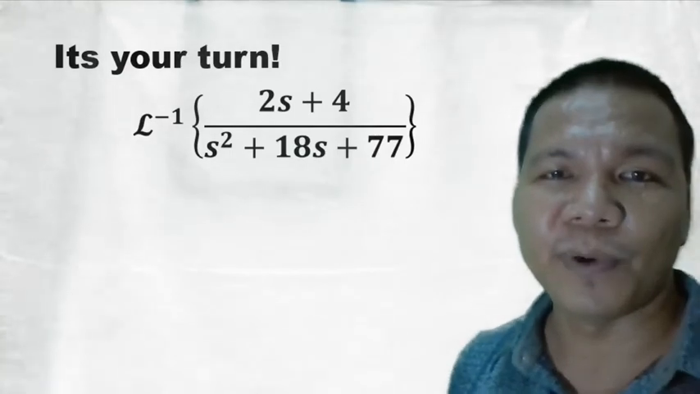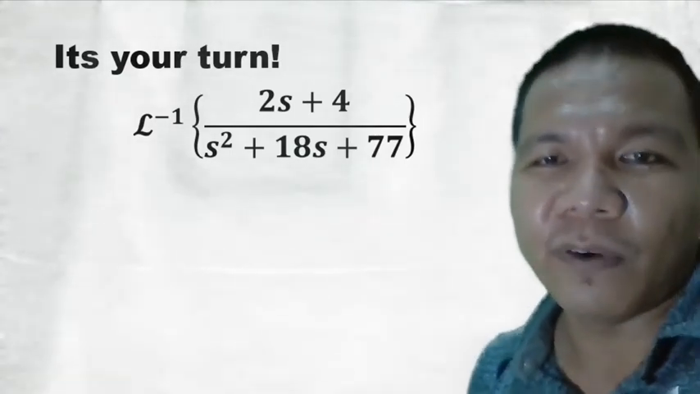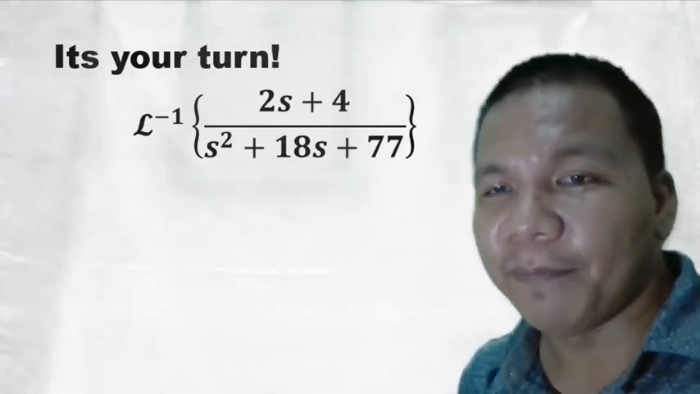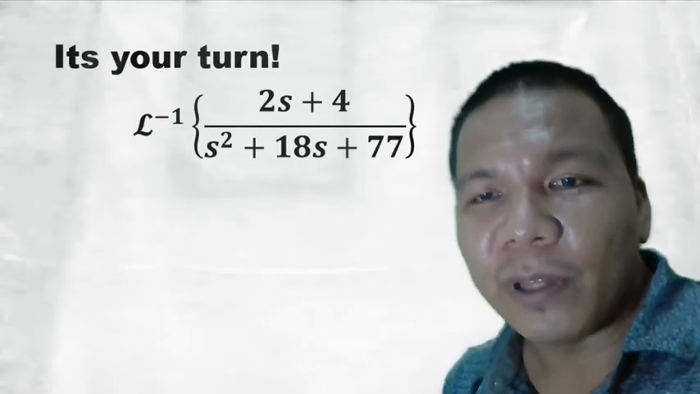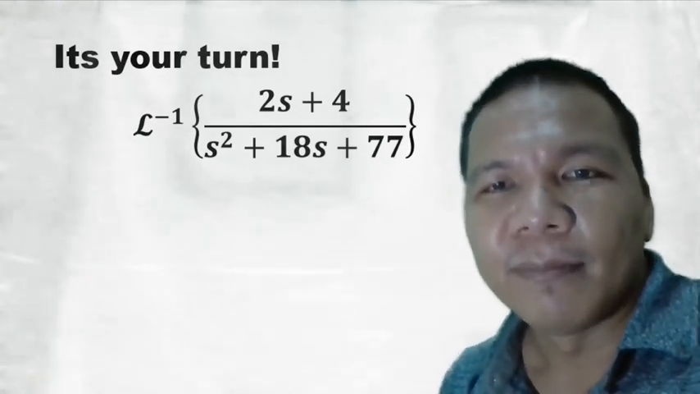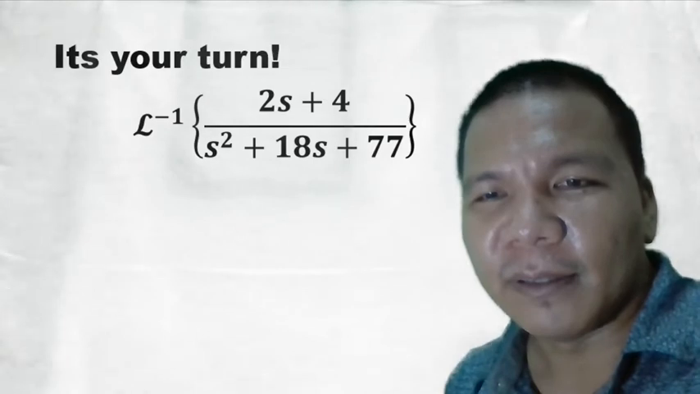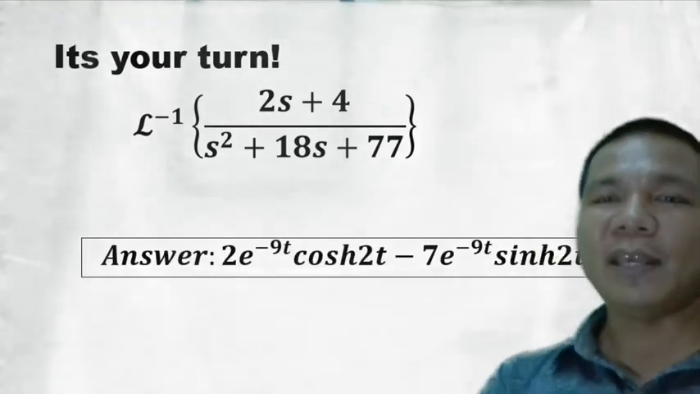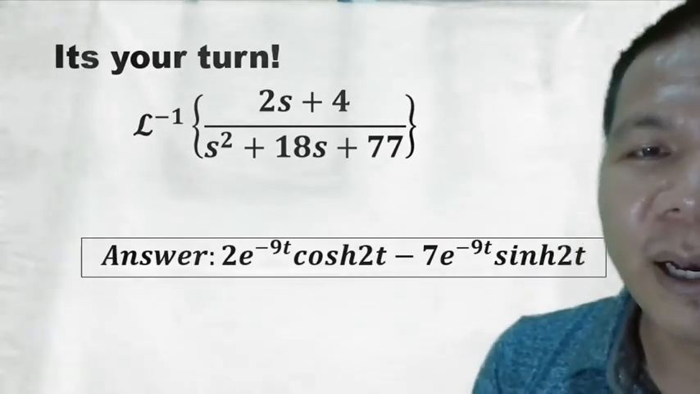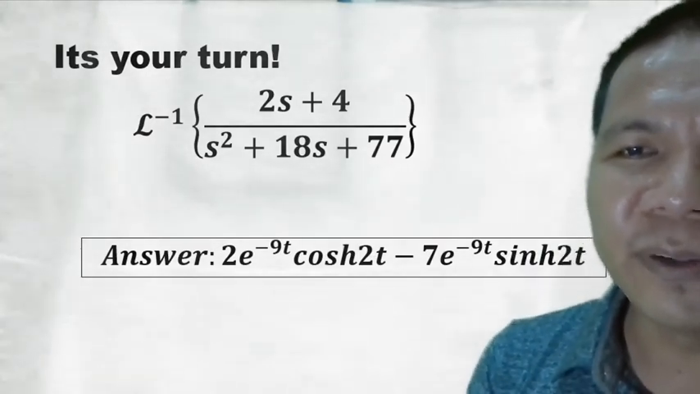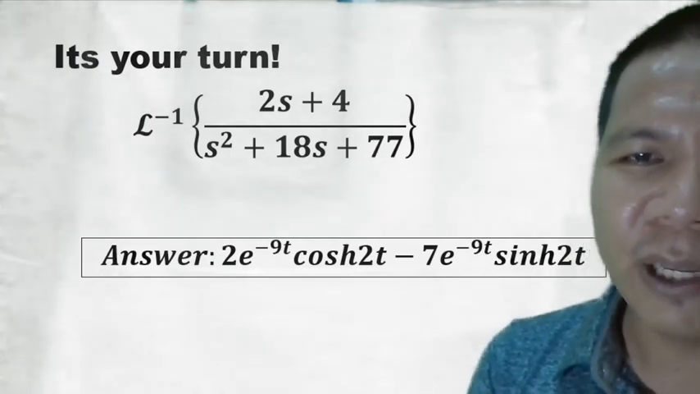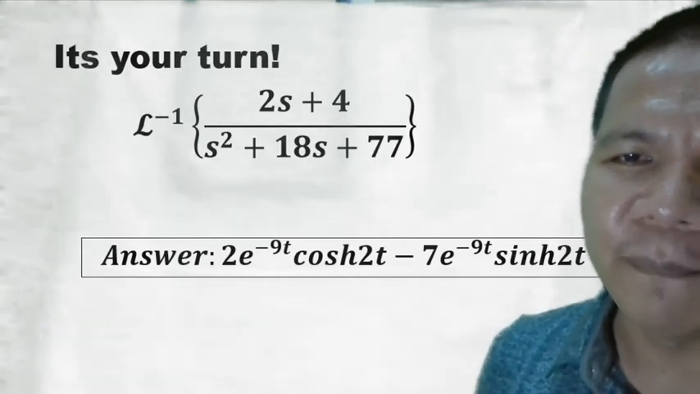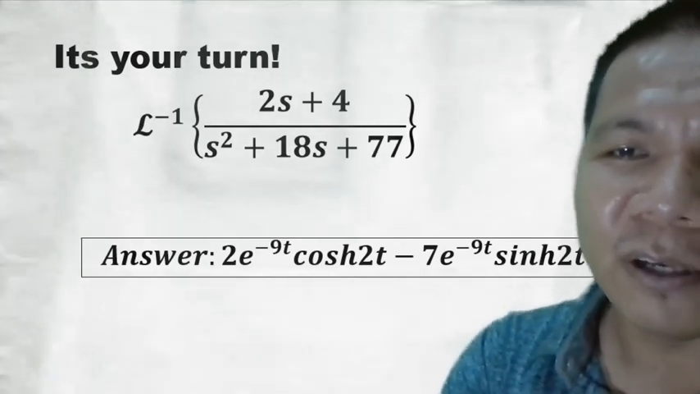I have here the inverse Laplace transform of 2s plus 4 all over s squared plus 18s plus 77. Try to solve this problem for 10 minutes only. Alright, 10 minutes is over. And the final answer would be, 2 times e raised to minus 9t multiplied by the hyperbolic cosine of 2t minus 7 times e raised to minus 9t multiplied by the hyperbolic sine of 2t.